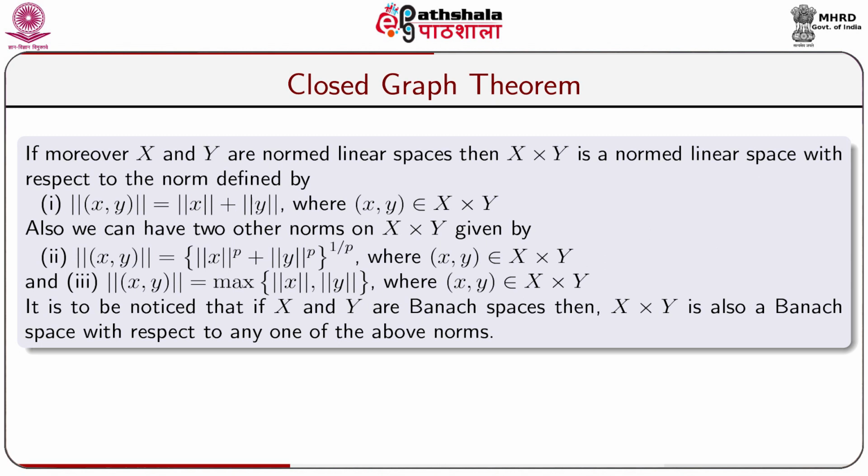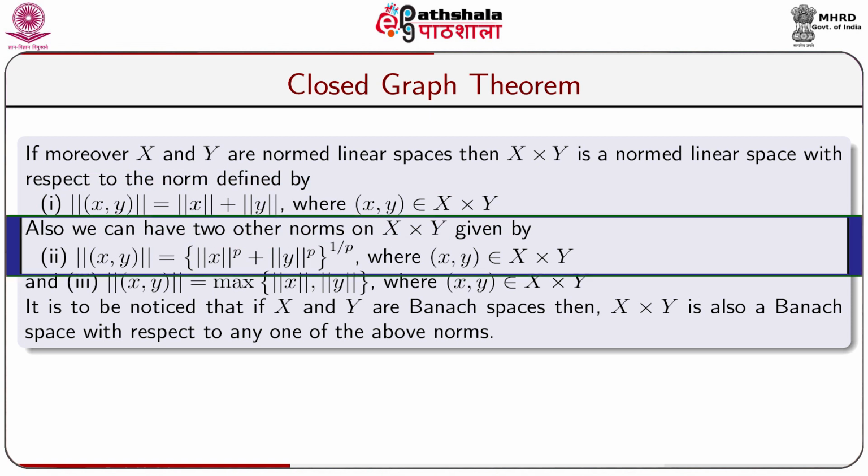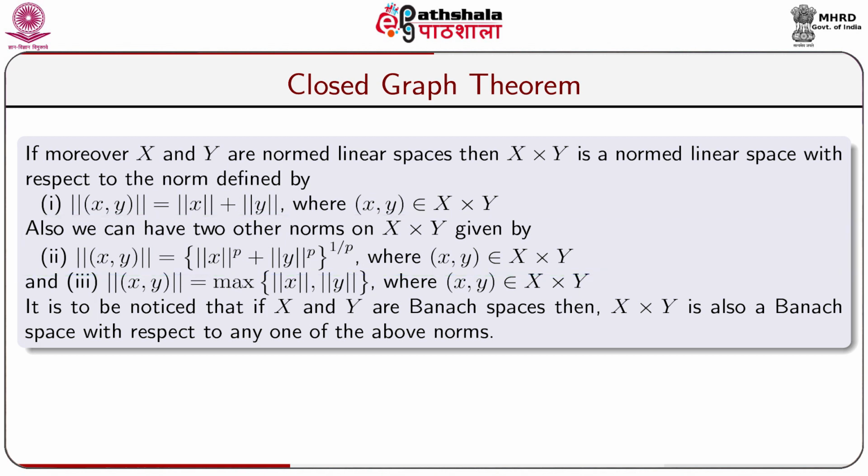If moreover X and Y are normed spaces, then X cross Y is again a normed space with respect to the norm defined by: number 1, norm of (x, y) is equal to norm x plus norm y, where (x, y) belongs to X cross Y. Also, we can have two other norms on X cross Y, given by number 2, norm of (x, y) is equal to (norm x to the power p plus norm y to the power p) whole to the power 1 by p, where (x, y) belongs to X cross Y, and number 3, norm of (x, y) is equal to max of the set {norm x, norm y}, where the pair (x, y) belongs to X cross Y.